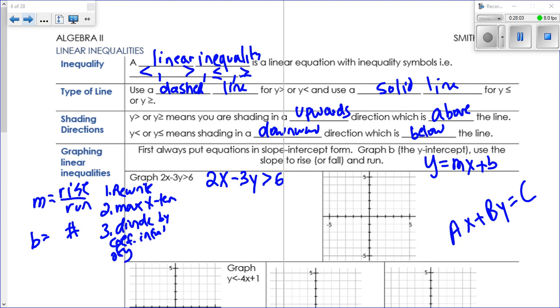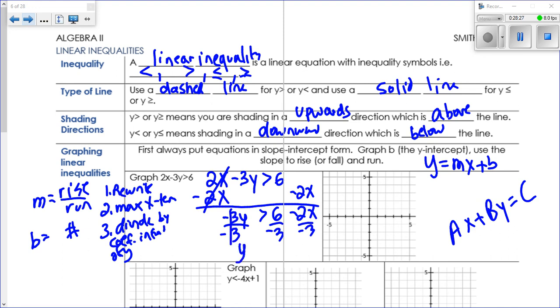Okay, so let's do it. I move my x term, negative 2x, because this is in standard form. 2x minus 2x goes away. Negative 3y comes down. Greater than comes down. 6 comes down. Minus 2x comes down. Divide by negative 3 all the way across. The 3s cancel. Y comes down. And remember, when you're dividing by a negative number, flip the symbol. Make a note of that.